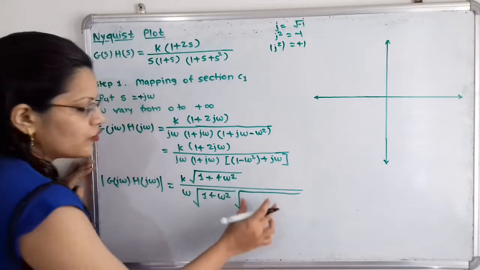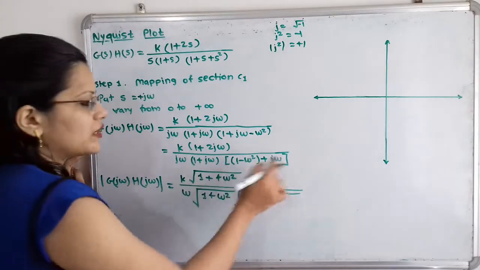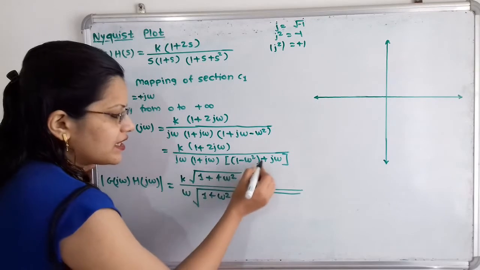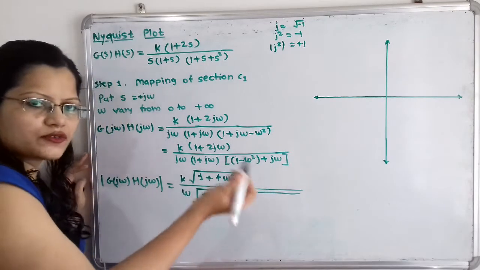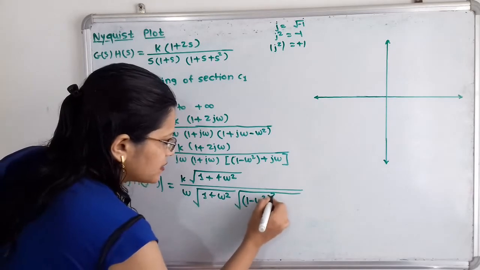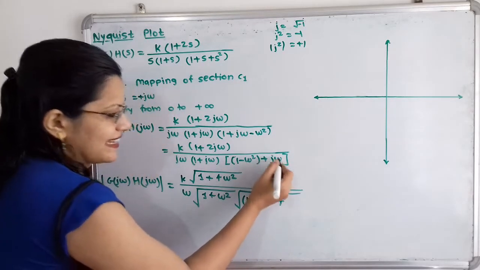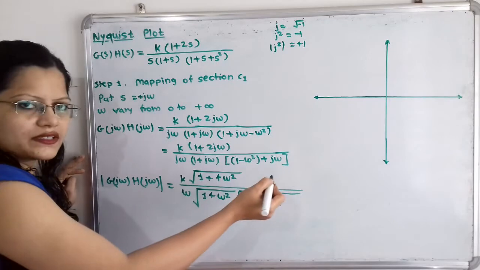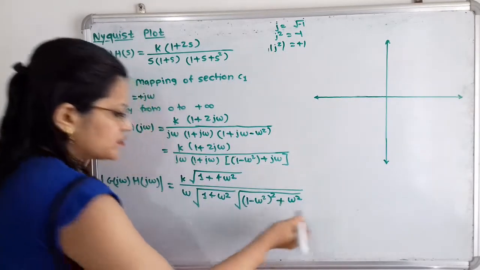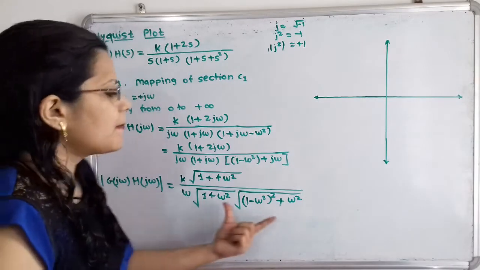For the third term also we have to take the square root and square simultaneously. For this real number, 1 minus omega squared, we take the square, 1 minus omega squared in brackets squared, plus the square of the imaginary part, that is j squared omega squared. The modulus of j squared is plus 1, so I will write omega squared only. So this is the magnitude.